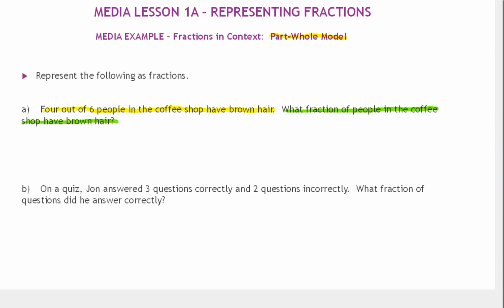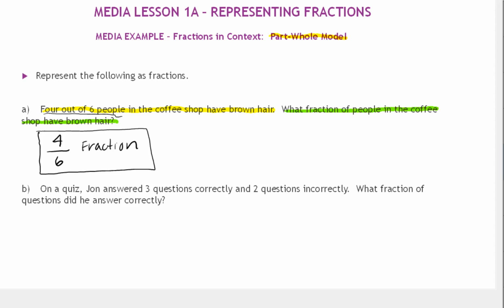You may remember from the first video that when we have language like 4 out of 6, that represents a fraction. Okay? And we would write 4 out of 6 as 4 over 6. So this is our fraction form. So this is a fraction of people in the coffee shop that have brown hair. And I'm going to box this in so we know this is our answer.